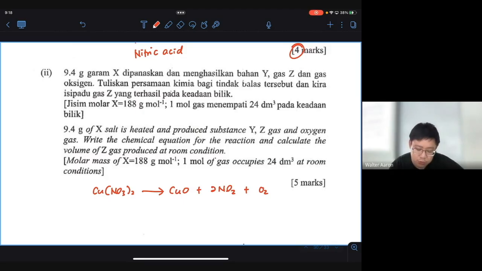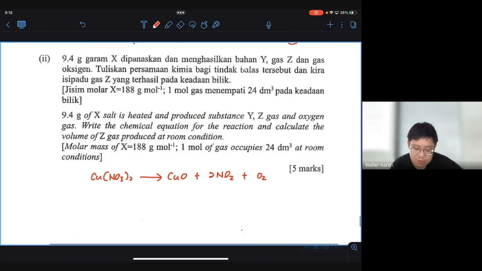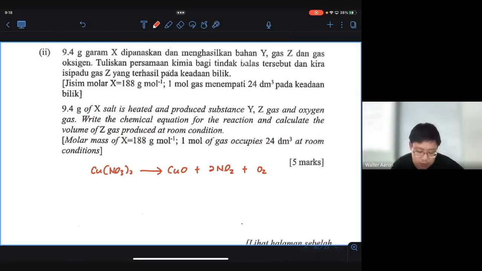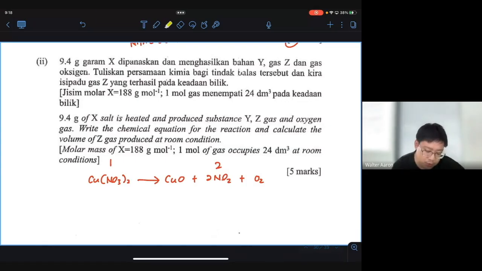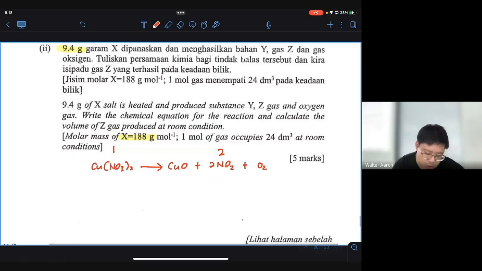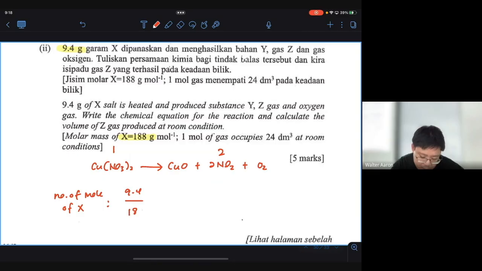All right, next. Then they ask you to calculate the volume of gas Z being produced. In this case, Z will be nitrogen dioxide. So for every 1 mole of copper nitrate, you get 2 moles of nitrogen dioxide. So what we can do right now is to get the number of moles of it. Right now, your copper nitrate is 9.4 grams. And they already give you the molar mass of X, which is 188 grams per mole. So all you have to do is find out the number of moles of X. In this case, it's copper nitrate. So that'll be 9.4 divided by 188.